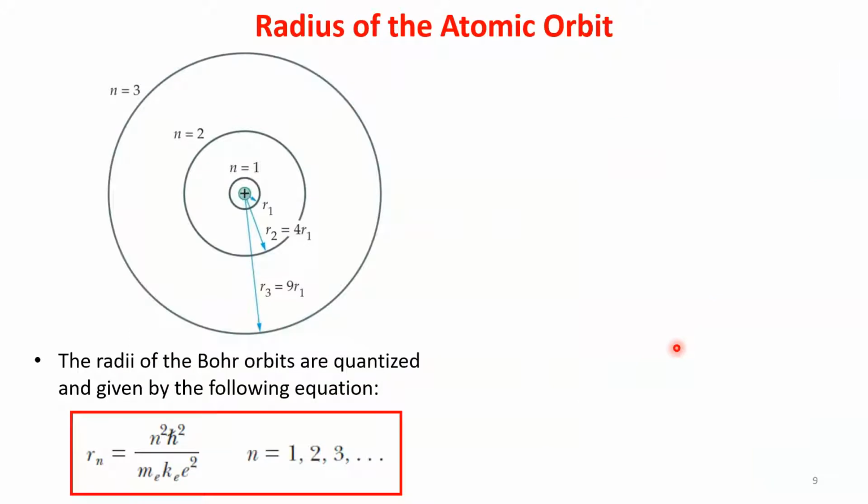This is the radius of the atomic orbit. This is the nucleus, this is the first orbit, second orbit, third orbit. By saying orbit, I mean the energy level: the first energy level, second energy level, third energy level, and so on until infinity. The radii of the Bohr orbits are quantized and given by the following equation: r_n equals n squared ħ squared over m_e k_e e squared, and n equals 1, 2, 3.